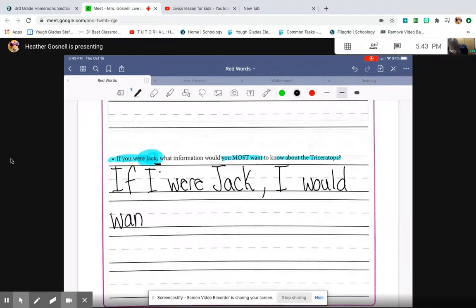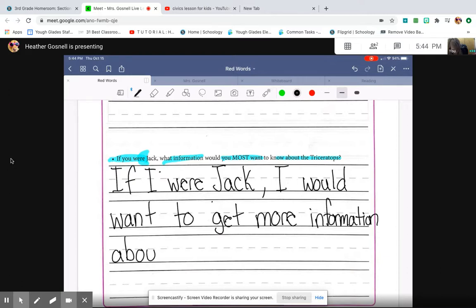I would want to know, or better yet, use this word, information. I would want to get information. If I were Jack, I would want to get more information about, and then tell me what more information Jack would most want to know about the Triceratops.